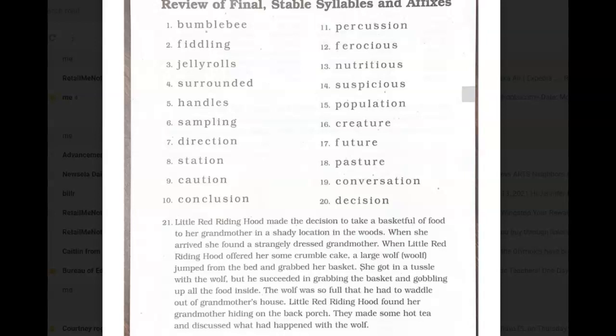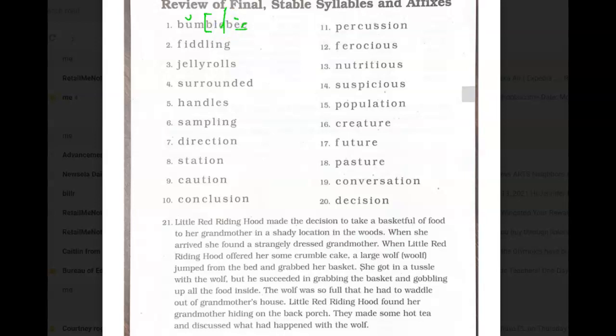So we do have a final stable syllable in here, B-L-E, and we have a compound word, so it's bumble and bee. We're going to have a short U sound here, and then we have a vowel digraph, E-E, long E here, but we don't hear that second E. So we're going to code it this way, and we don't hear that E in the middle.